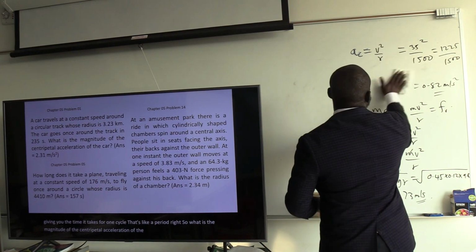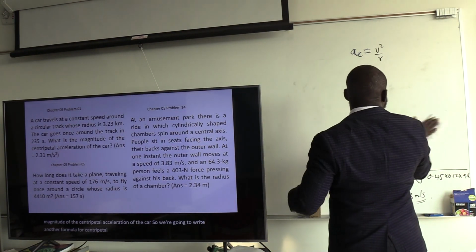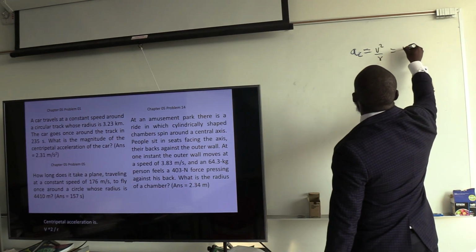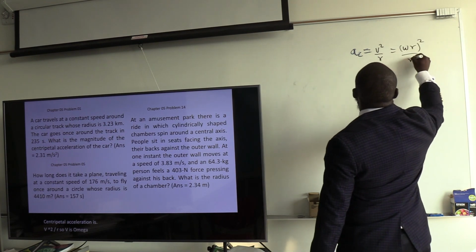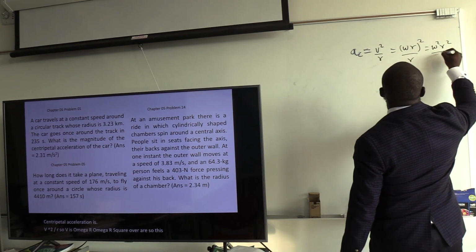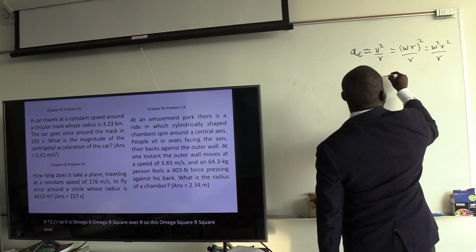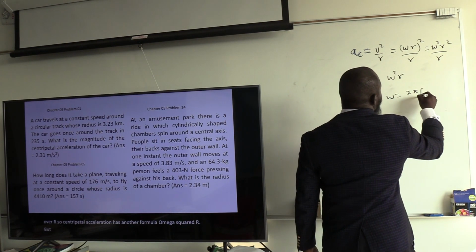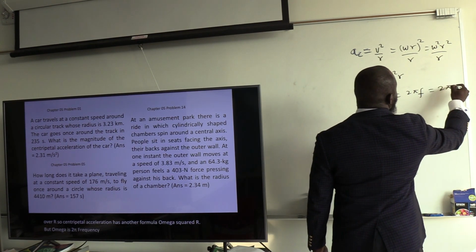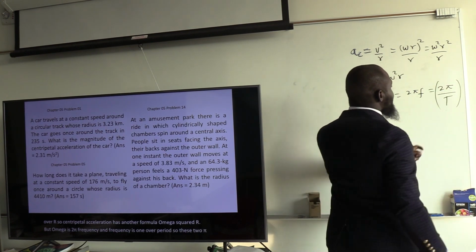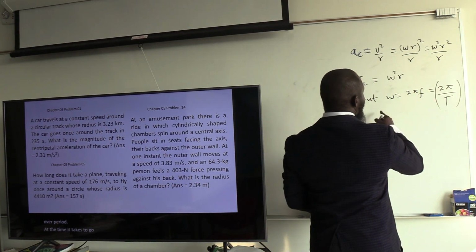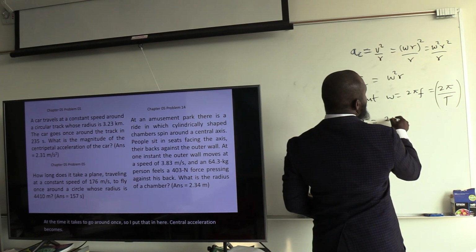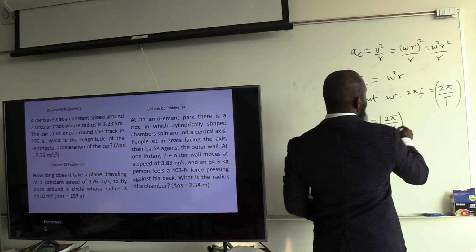We're going to write another formula for centripetal acceleration. Centripetal acceleration is v squared over r. So v is omega r, squared, over r. This is omega squared r squared over r. So centripetal acceleration has another formula, omega squared r. But omega is 2 pi times frequency, and frequency is 1 over period. So 2 pi over period, the time it takes to go around once. I put that in here: centripetal acceleration becomes 2 pi over period, squared, times r.